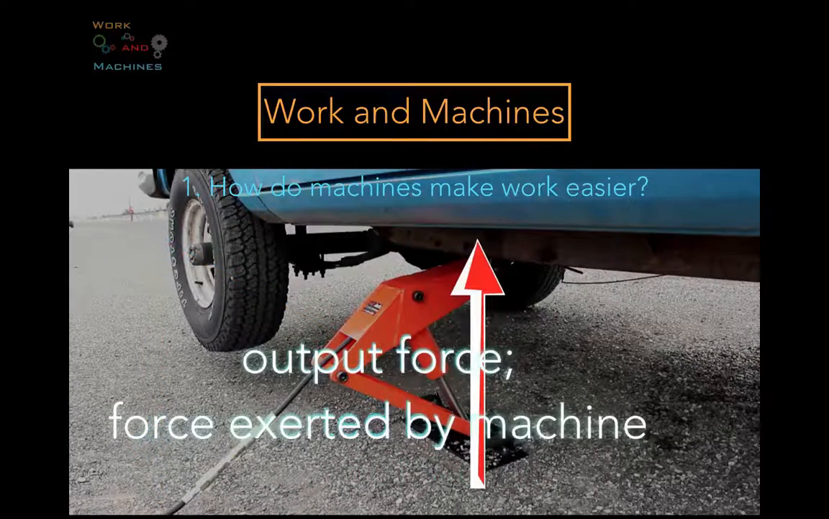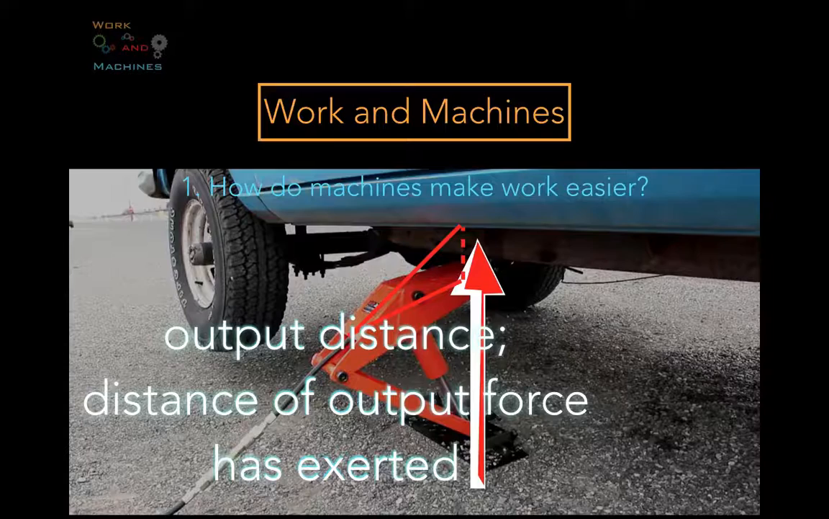Now let's talk about what happens on the other end of this machine. This is where we are applying our output force. The output force is the force that is exerted by the machine itself. You'll notice that the machine has the ability to lift the car, whereas you don't. That means something has happened. The force that you applied as input has been multiplied by that machine. The output force is going in the up direction, because your input force is in the down direction when you're pressing down on that lever.